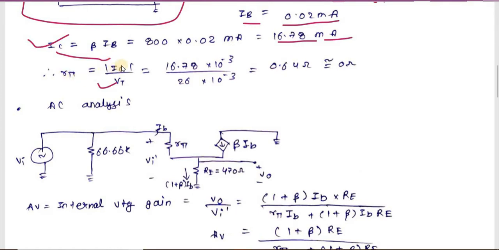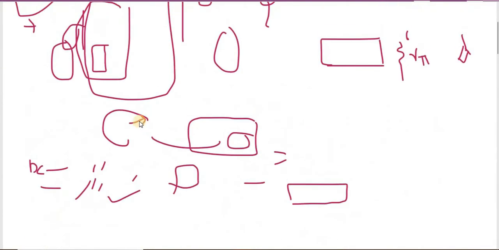Okay, so GM will be mod of IC by VT. Okay, mod of IC we get 16.78 milliampere, upon 26 millivolt, 10 raised to minus 3 will get cancelled, and we will be remaining with 0.64 ohm. Okay, so you can see here R pi is very small in this case. Okay, so we will assume it as 0 ohm for simplicity, that we will see in the simplification later. Okay, now let's move ahead with the AC analysis.